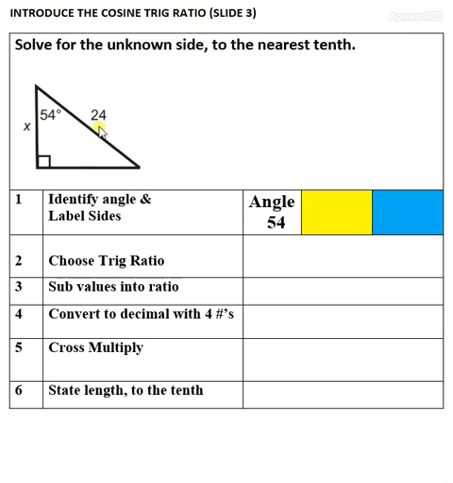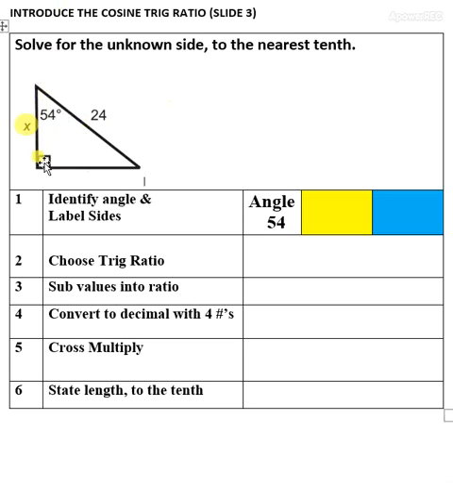So the first step is to identify the angle that's given and then determine whether we have opposite, adjacent, or hypotenuse sides. So let's identify angle 54, and then we realize that side length x rests along the 54 degree angle and the 90 degree angle, and therefore it must be the adjacent side. So I'm going to label that with a yellow circle to identify it as an adjacent side.